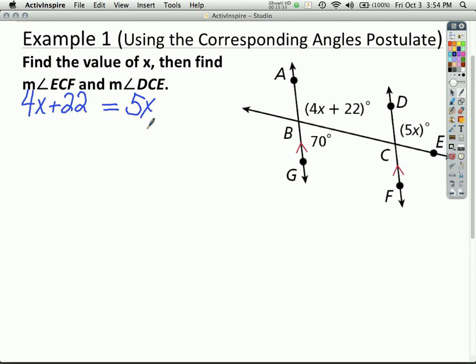I believe we had Kayla and then Kadir. Kayla, you were going to say the same thing. Kadir, same thing. Is there another equation we could set up? Matthew. 4x plus 22 plus 70 equals 180. What reason could you give for that?